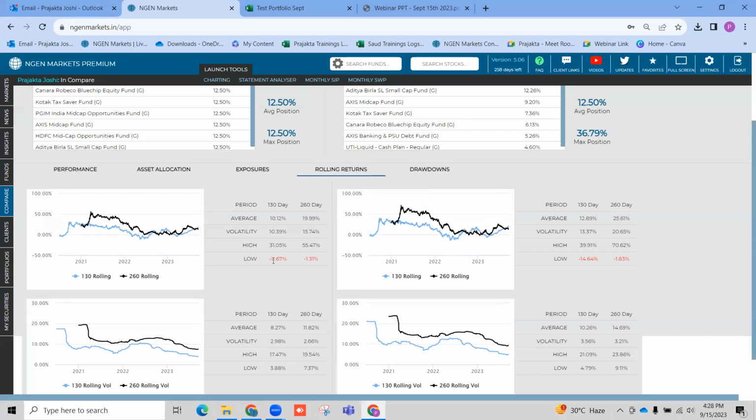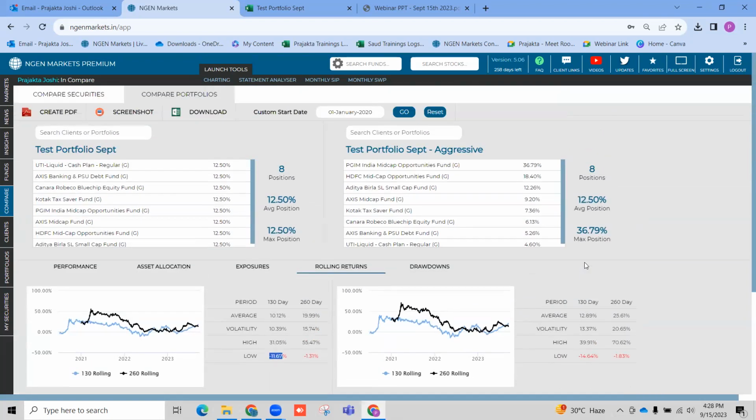And of course, the lowest return, right? In this case, our portfolio had a lowest return of negative 11.67. On the other hand, the aggressive portfolio has a lowest return of negative 14.64. Definitely, the chances that this portfolio can give negative returns has increased. And that is exactly what is being seen here. Because, of course, it's an aggressive portfolio, right?